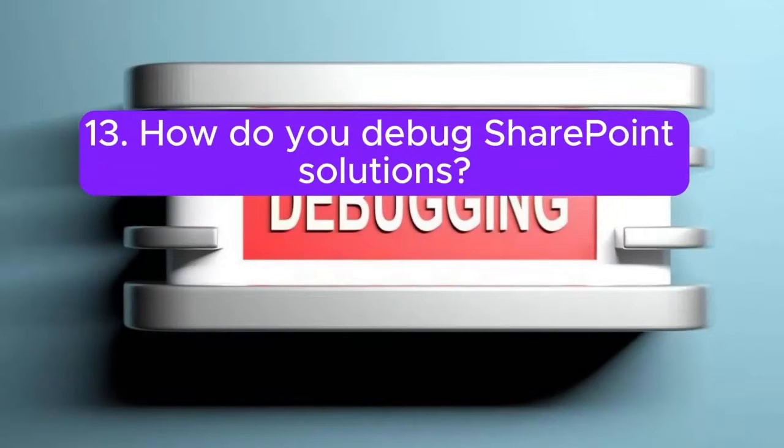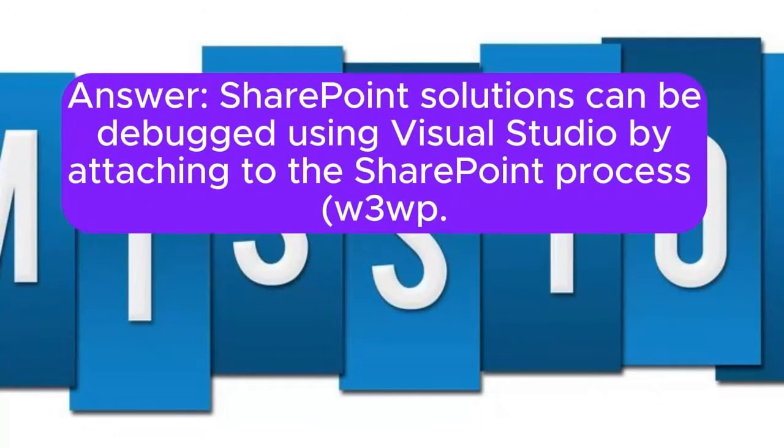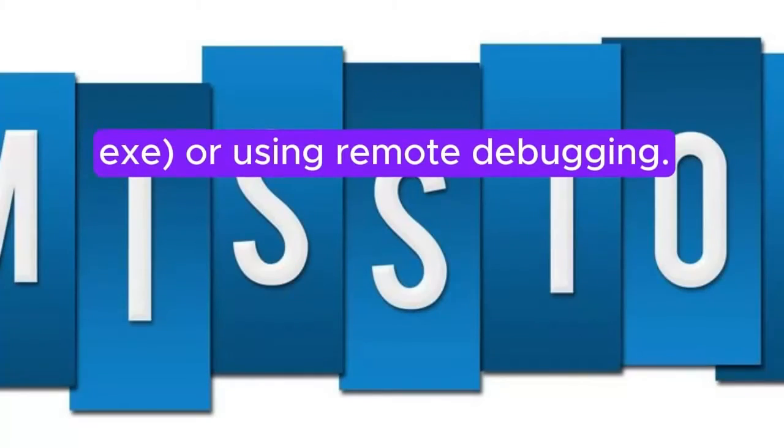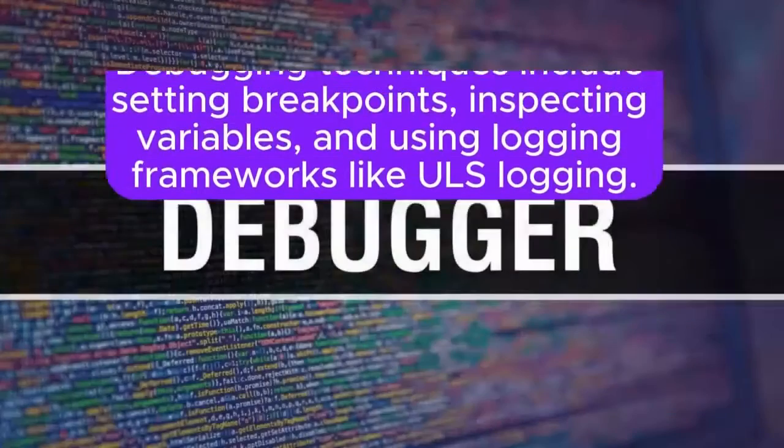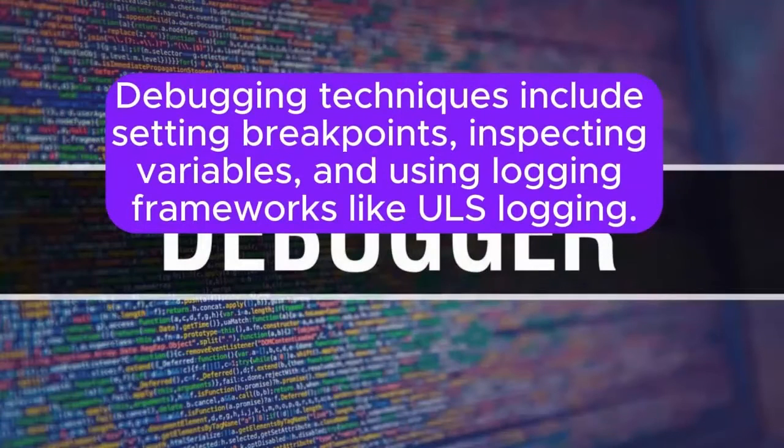13. How do you debug SharePoint solutions? Answer: SharePoint solutions can be debugged using Visual Studio by attaching to the SharePoint process w3wp.exe or using remote debugging. Debugging techniques include setting breakpoints, inspecting variables, and using logging frameworks like ULS logging.